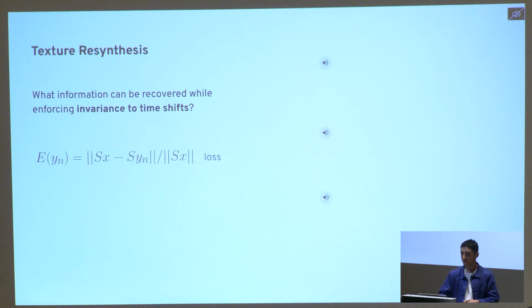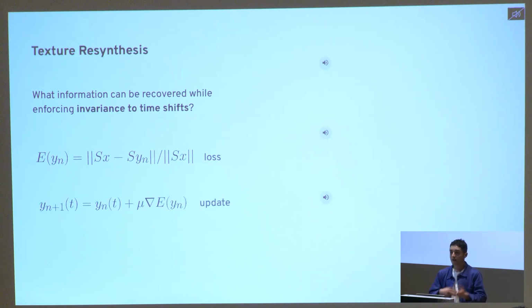Our final experiment was texture resynthesis, which was to assess whether, from a representation which performs averaging along time to obtain invariance to time shifts, what information can be recovered about the signal. And this task aims to reconstruct a target signal from noise using a loss function, a distance between the scattering coefficients of the target and the scattering coefficients of the estimated signal. And this signal is estimated by iterative additive updates to noise using the gradient of this loss.